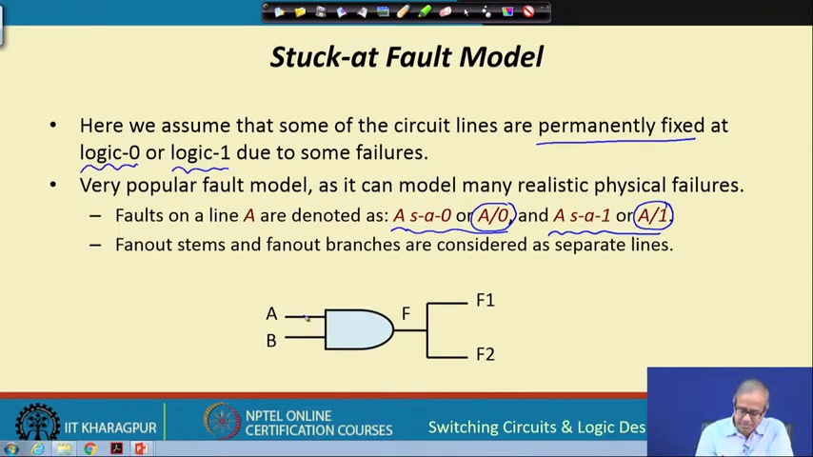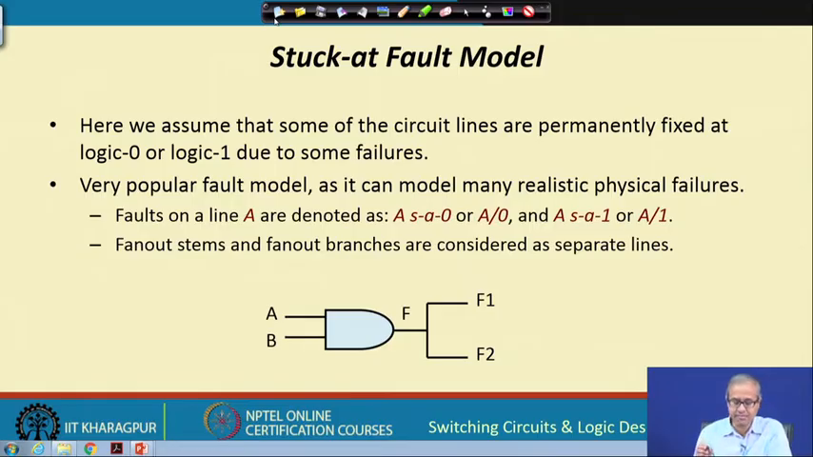So, suppose this is one line of the circuit, I can say that there can be a fault A stuck at 0, there can be a fault A stuck at 1, all right. Now, there is another important point also: fan out stems and fan out branches are considered as separate lines. Like you consider this F, F1, F2, this is a fan out stem and these are the fan out branches. Let us try to understand why this is so.